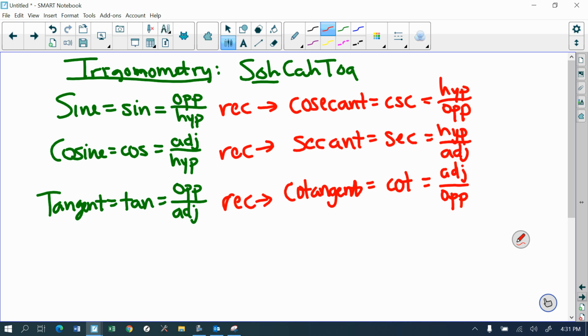Okay. So now let's go ahead and look at some examples. Again, this is in right triangles only. Again, why we have it right after our special right triangles and after Pythagorean theorem. All these deal with right triangles.